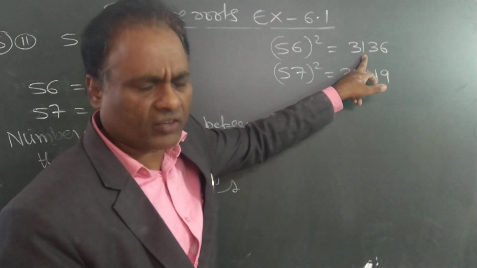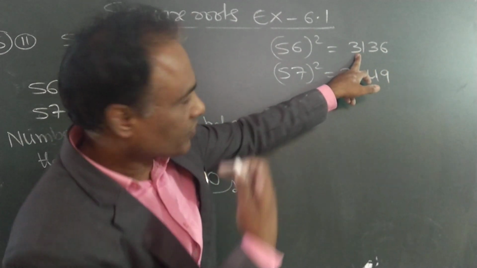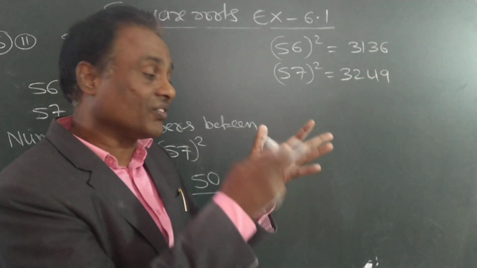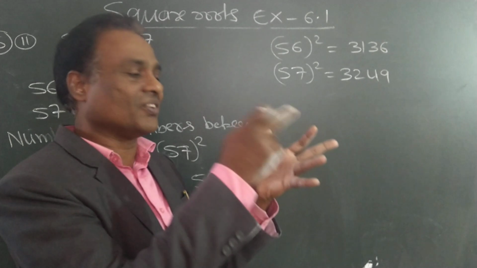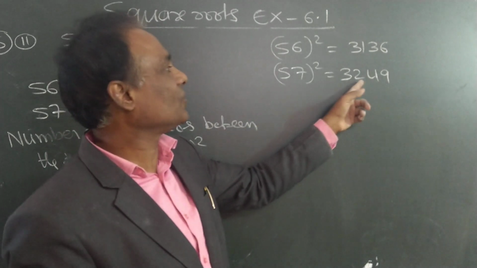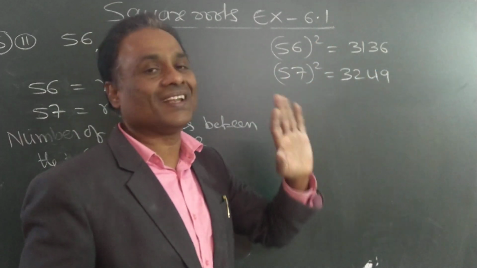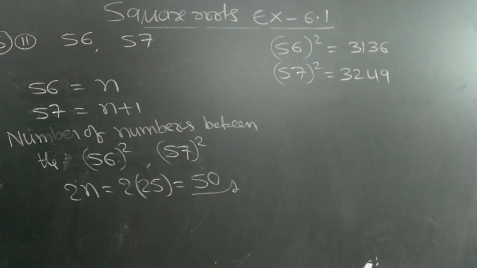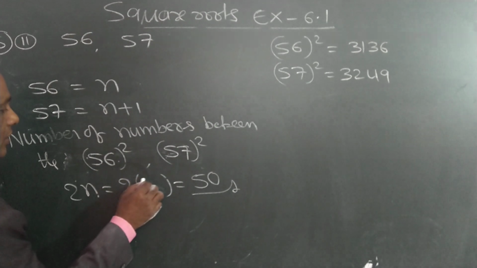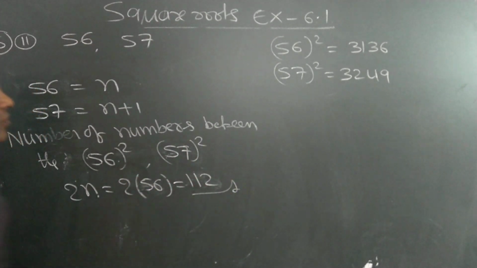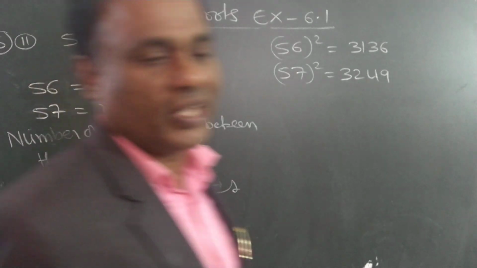For example, say this is the correct value. Then what will be the next number? 3137, 3138, 3139, 3140, 3141, like that up to 3248. How many are there? We have a direct formula, 2n. Here n is 56, so 56 into 2 is 112. That's all. Write down, students. 2n formula.